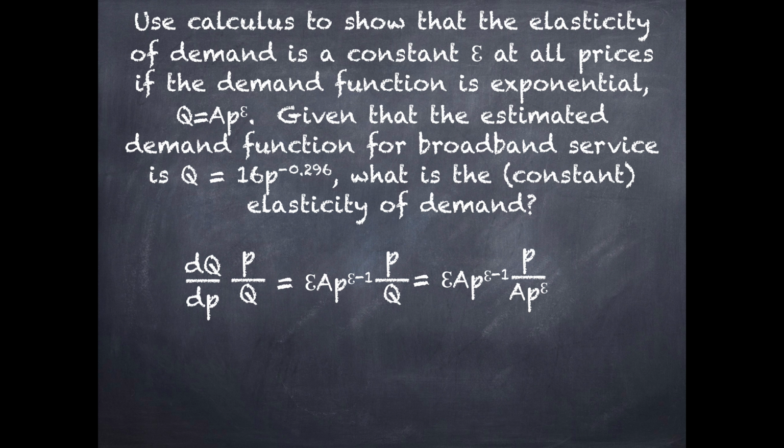So we will get epsilon A P to the epsilon minus 1 power, and we'll multiply that by P over A P to the epsilon power. Multiplying this P through, we will get back to A P to the epsilon power. So we end up with epsilon A P to the epsilon power over A P to the epsilon power. This part and this part cancel out, and we will end up with epsilon.